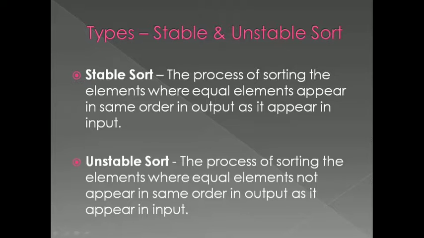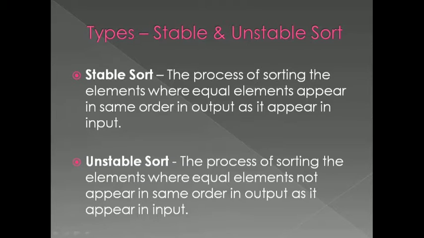There is another way of sorting. One way of sorting is called the stable sorting process, and another way is called the unstable way of sorting. Now, the stable way of sorting means that whatever input I am giving, and that input may have two numbers which are the same, if those two numbers are the same and in our output they are in the same order in which the input is given, that is what stable sort is. It means the process of sorting the elements where equal elements appear in the same order in the output as they appear in the input.